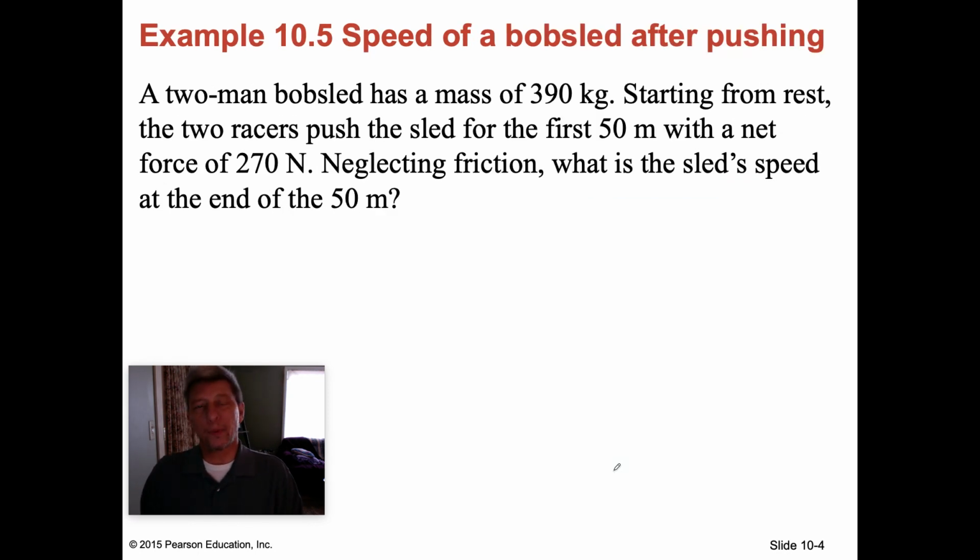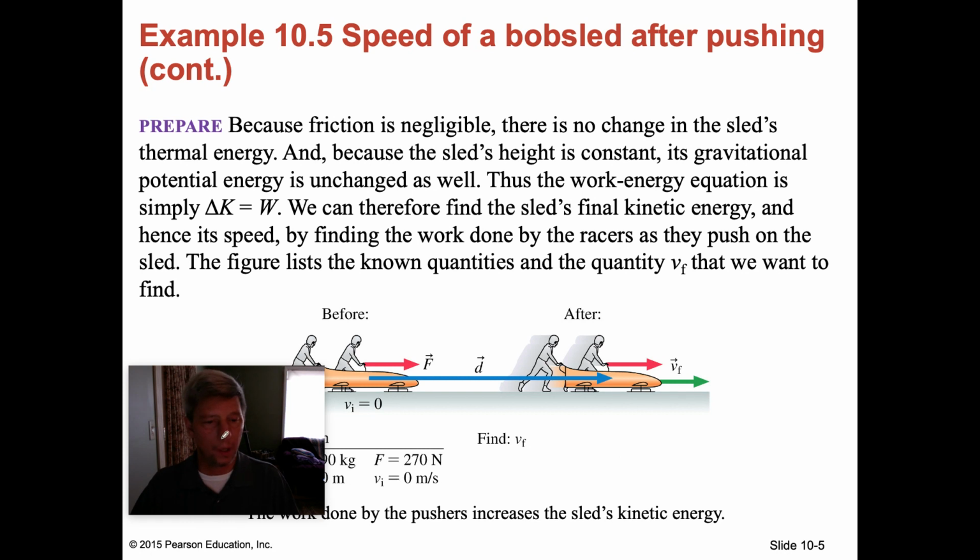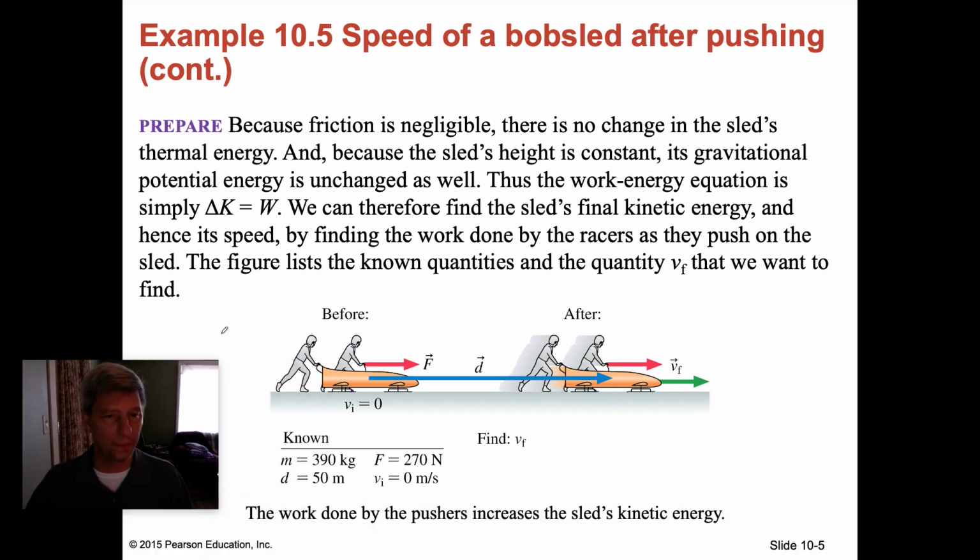So let's go to example 10.5, the speed of a bobsled after pushing. We've got a two-man bobsled with a mass of 390 kilograms. Starting from rest, the two racers push the sled for the first 50 meters with a net force of 270 newtons. Neglecting friction, what is the sled's speed at the end of the 50 meters? We begin, as we always do, by making ourselves a laundry list and drawing ourselves a picture.